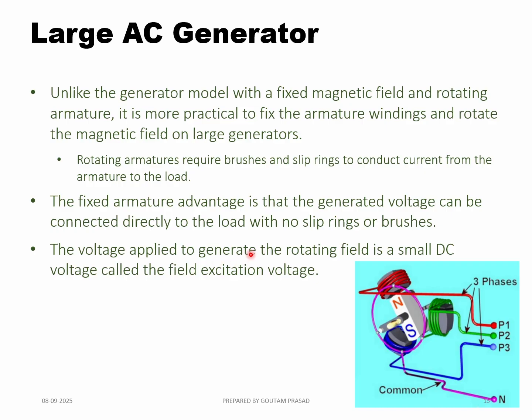The voltage applied to generate the rotating field is a small DC voltage called the field excitation voltage, and this is a small DC voltage. So insulation requirements are also reduced because of this. So this setup is very much suitable for the AC generation, and we follow this type of generation. As you can see here, the three-phase winding has been put on the stator, and this rotor having the two poles is rotated with the help of some prime mover, and we get three-phase supply without having any brushes in between.